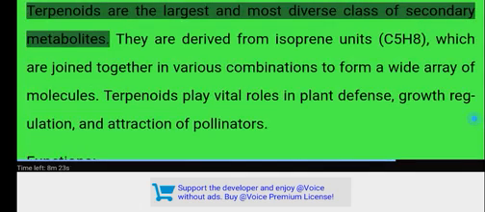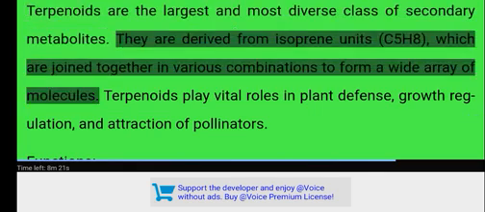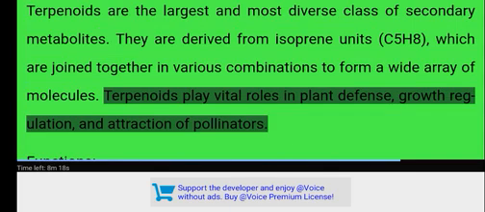2. Terpenoids, isoprenoids. Terpenoids are the largest and most diverse class of secondary metabolites. They are derived from isoprene units, C5H8, which are joined together in various combinations to form a wide array of molecules. Terpenoids play vital roles in plant defense, growth regulation, and attraction of pollinators.